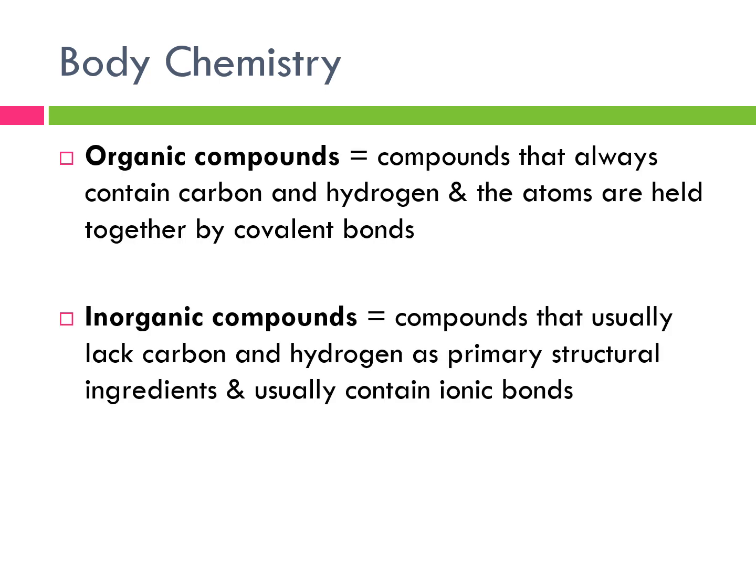Organic compounds are compounds that always contain carbon and hydrogen, and the atoms are held together by covalent bonds. So in order to be considered an organic compound, you must contain carbon and hydrogen. Inorganic compounds usually lack carbon and hydrogen as primary structural ingredients, and they contain ionic bonds. And our body needs both organic and inorganic compounds in order to survive and function properly.